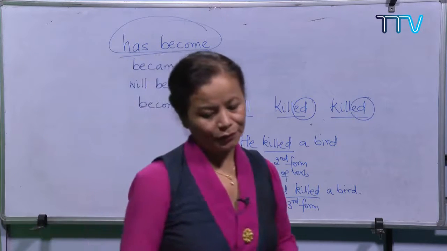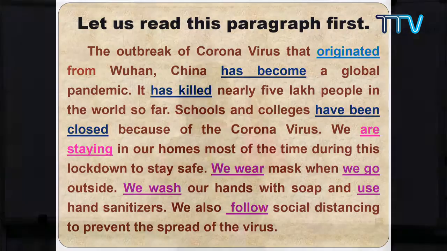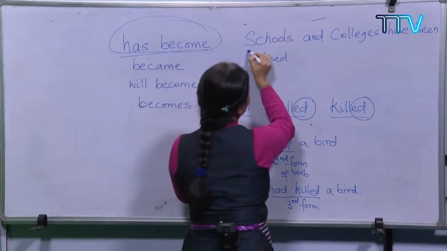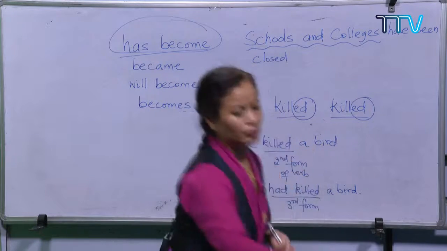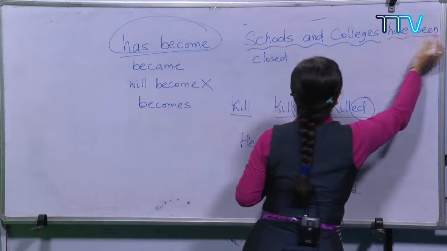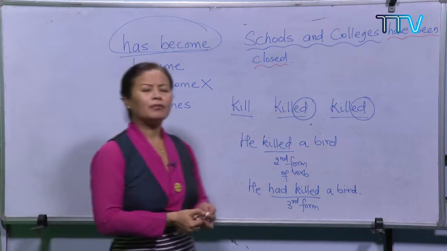Now look at the sentence again. Schools and colleges have been closed because of the coronavirus. Schools and colleges have been closed. Now, what you need to remember is the subject here. The subject here is schools and colleges. Have been closed, this is the verb here.